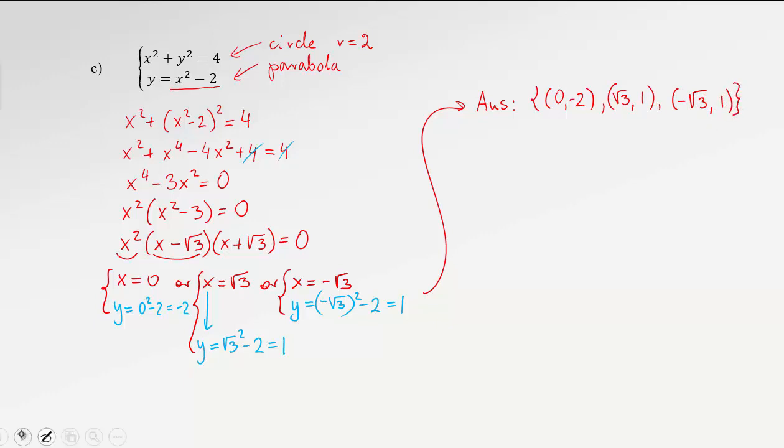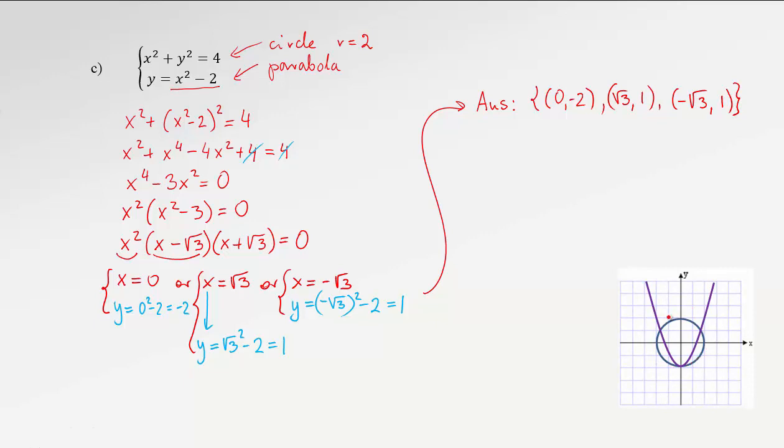Okay, to see it geometrically, we have a circle with radius 2 and center (0, 0). And this is a parabola that was dropped 2 down, so the vertex is at negative 2. This parabola is just touching the circle at the point (0, negative 2). So that's the first part of the solution. And the other two solutions are positioned symmetrically. So this is your x-coordinate root 3, and that one is negative root 3. The y value is 1. So the diagram confirms our solutions, the 3 points.